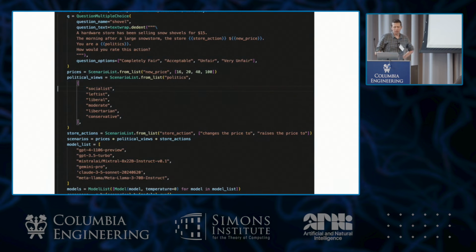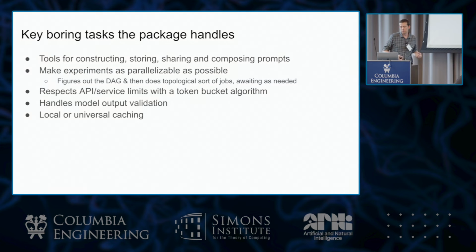This is an example of expressing the questions that I wanted to ask, and then the variables I'm inducing: I want to try different prices, different political views, different store actions. I take the product of all of those to generate all the scenarios that I care about, and pass those into the base template that I have. So I can create hundreds of scenarios and execute them all simultaneously, as fast as possible. It has tools for construction, storing, sharing, and composing of prompts.